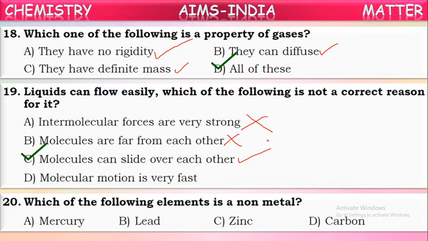Next, which of the following elements is a non-metal? Observe here, some elements are mentioned. Which is a non-metal out of these? First, mercury. Mercury is a metal, and that too a liquid metal, we know. So mercury is a metal. Lead is also a metal. Zinc is also a metal. Only the non-metal element is carbon. Carbon is a non-metal. The remaining three are metals. Okay.